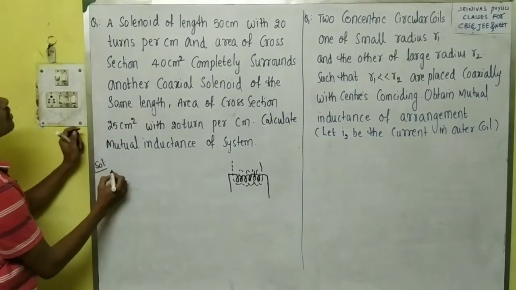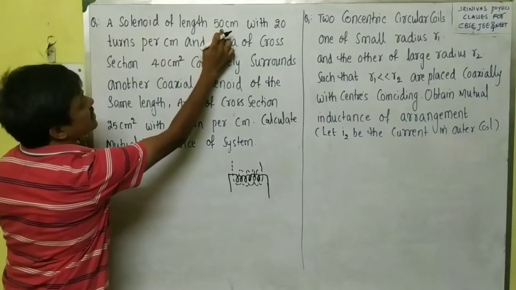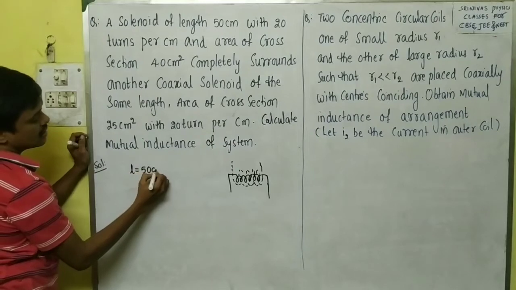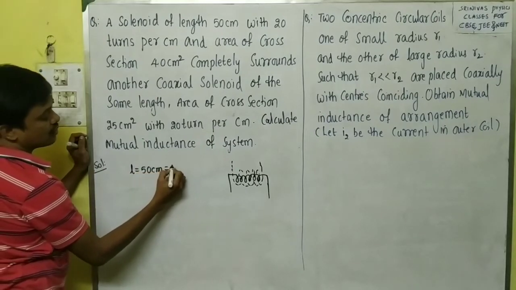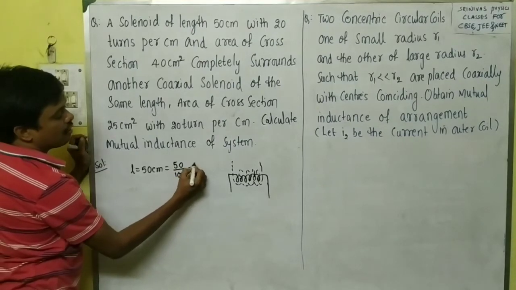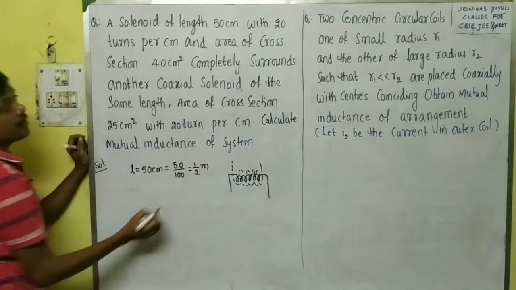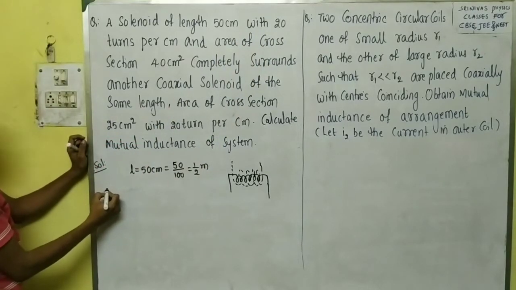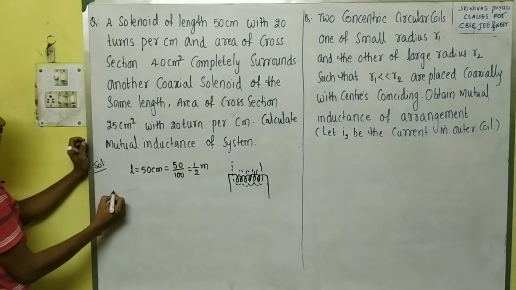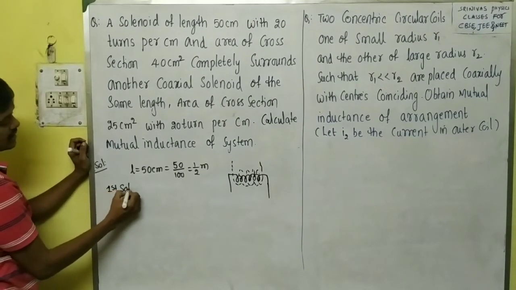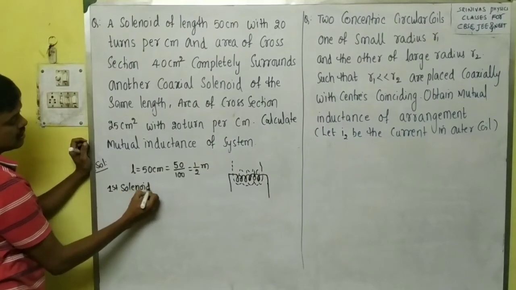Let us see the first one: a solenoid of length 50 centimeters. It is nothing but half a meter. Convert into meters, that is 50 by 100, 1 by 2 meter. And it has a number of turns. We can take this as the first solenoid.